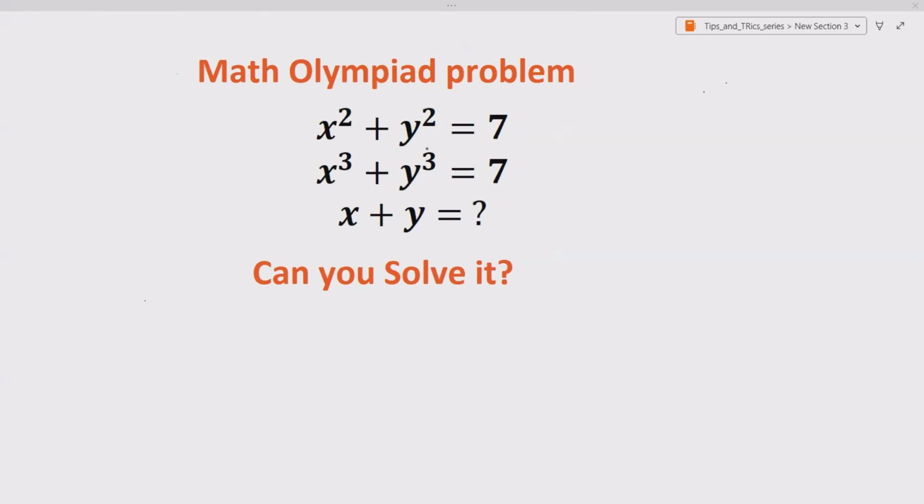Our today's question is about the famous math Olympiad problem in which we are given three algebraic equations and we have to find the answer of the third one using the first. Let's see how we can solve this question.